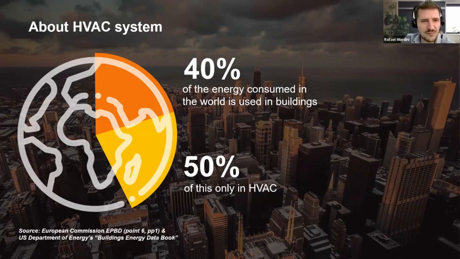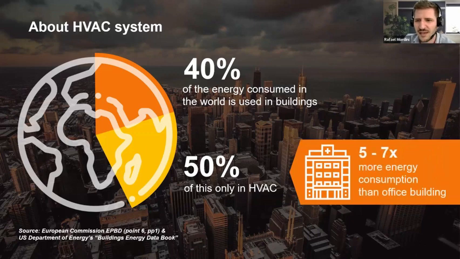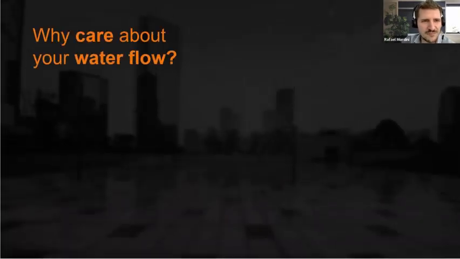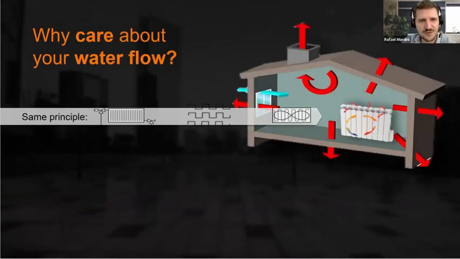So any dollar that we save, any percentage that we save, might be a significant amount of dollars by the end of the year. And some buildings take more energy than others. A hospital, for example, takes 5 to 7 times more energy than a regular office building. With that being said, let's talk about the hydronic system itself. Why do we care about the flow rates of a particular terminal unit?